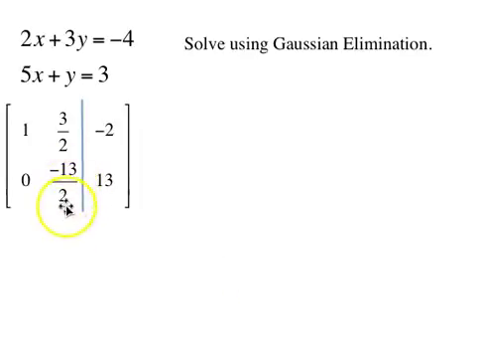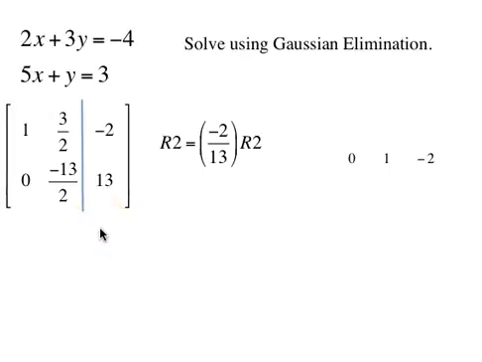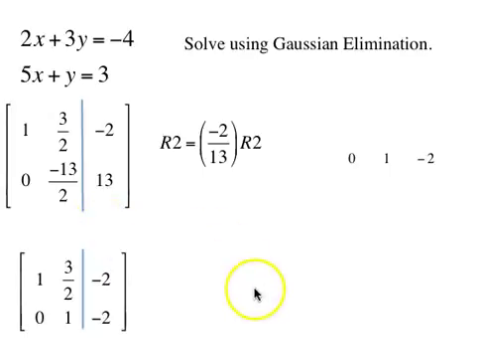But I would like that to be a 1, so I'm going to multiply row 2 by -2/13. So row 2 is -2/13 of row 2. -2/13 times -13/2 is just 1. -2/13 times 13 is just -2. So my second row is here. Now remember, each of these rows represents an equation. The bottom row is now telling me 0x plus 1y is -2. I know what y is. In my first equation, x plus 3/2 y is -2. I can solve for x just with back substitution.